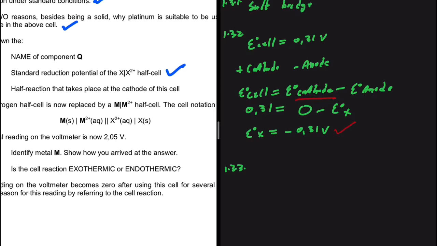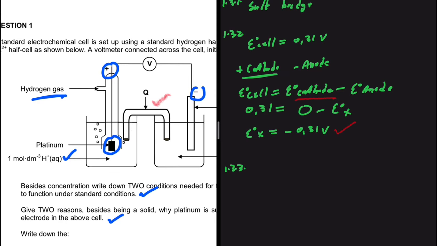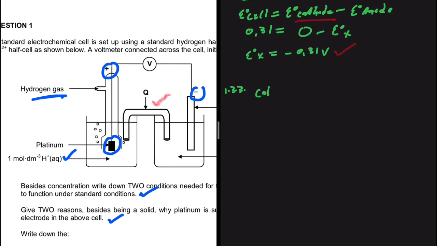1.3.3, the half reaction that takes place at the cathode. The cathode is the positive terminal on our galvanic cell. So we have the hydrogen gas. The basics: at the cathode is where reduction occurs. What is reduction? Reduction is the gaining of electrons. So we're going to have 2H+ plus 2 electrons to give us hydrogen gas. This is the equation you find on your table of standard reduction potentials.